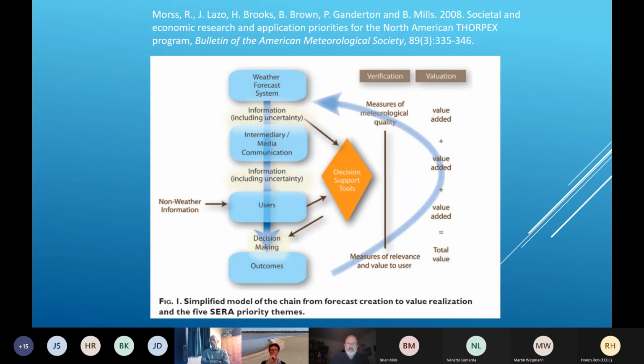This is one from an article with Rebecca Morrison, Harold Brooks, Barb Brown, Phil Ganderton, and Brian Mills, where we were talking about developing a research agenda for the North American THORPEX project. Similar idea that we're starting with forecasting, going down to outcomes, but this specifically points out on the left-hand side that non-weather information feeds into decision making. That verification parallels this all the way down the route, from observations to values, and the valuation parallels that. And I think there should be, or is, close parallels between verification and valuation exercises.